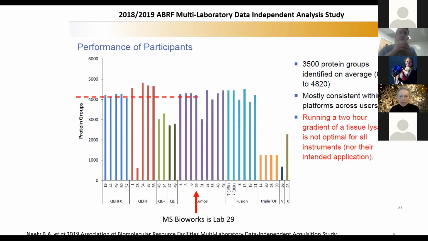So we're lab number 29. There's a paper associated with the study that's on bioRxiv. You can get a bunch of information from there. But we were quite happy with the outcome, and we were impressed by the sensitivity. Just over 4,000 protein groups in 2 hours. So we thought, okay, that's pretty good. So we decided to explore it further.